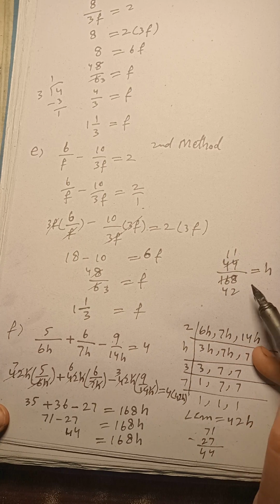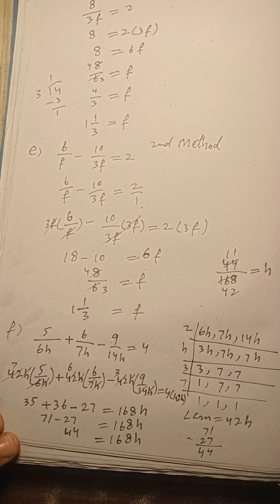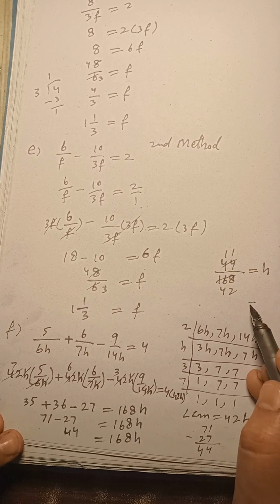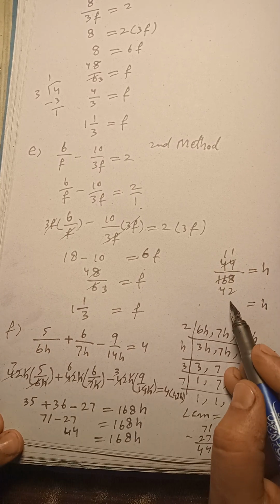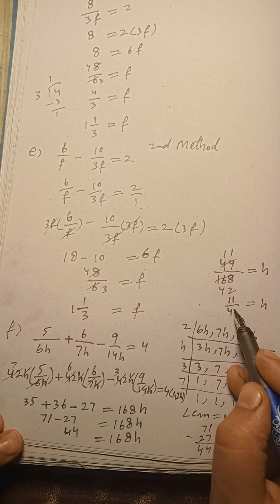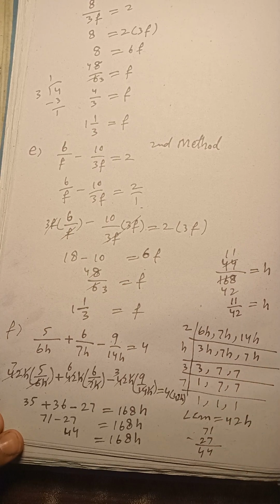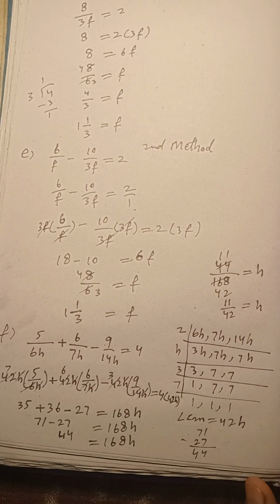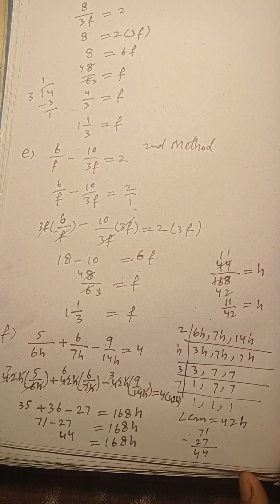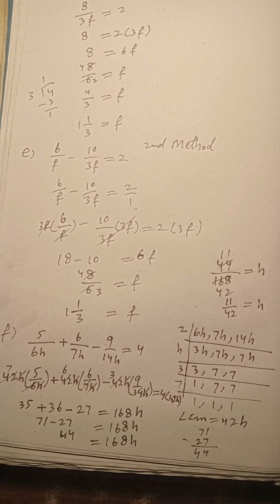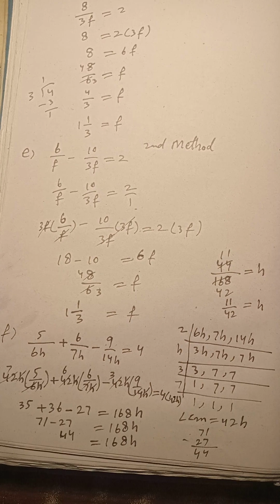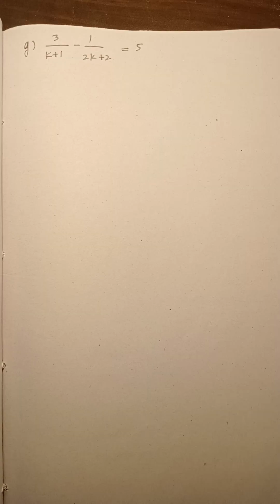Now we can cancel out further. So write this answer: 11 over 42 is the answer of h. If you want to solve it by the first method, you can try it and tell me in the comments.